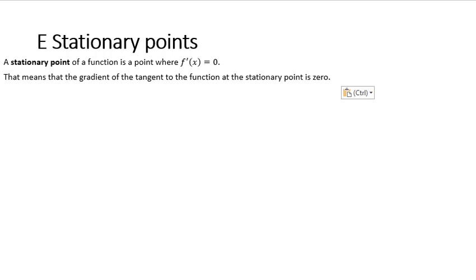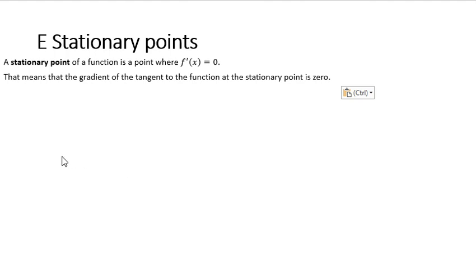In this video, we are going to learn what a stationary point is. A stationary point of a function is a point where the derivative of the function is equal to 0. And we know when the derivative of the function is equal to 0, that the gradient of the tangent to the function is equal to 0. So in other words, the gradient of the tangent to the function at stationary points is always equal to 0.